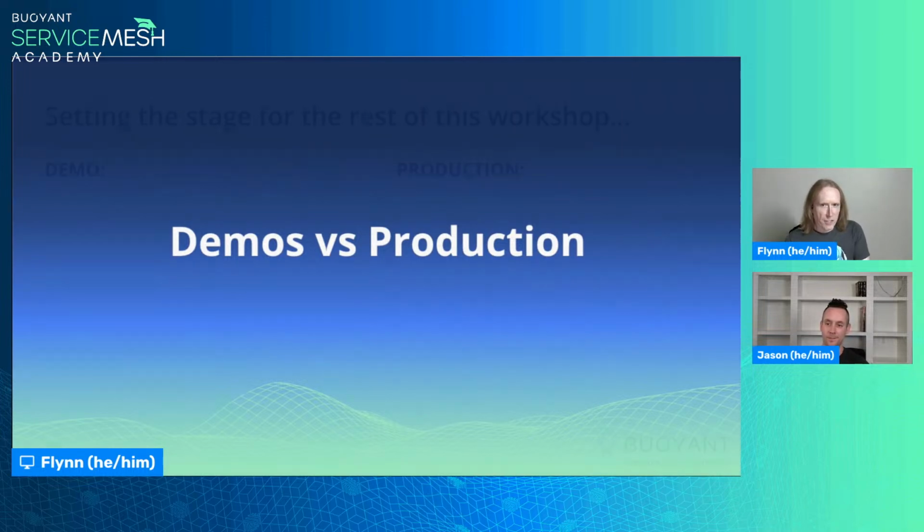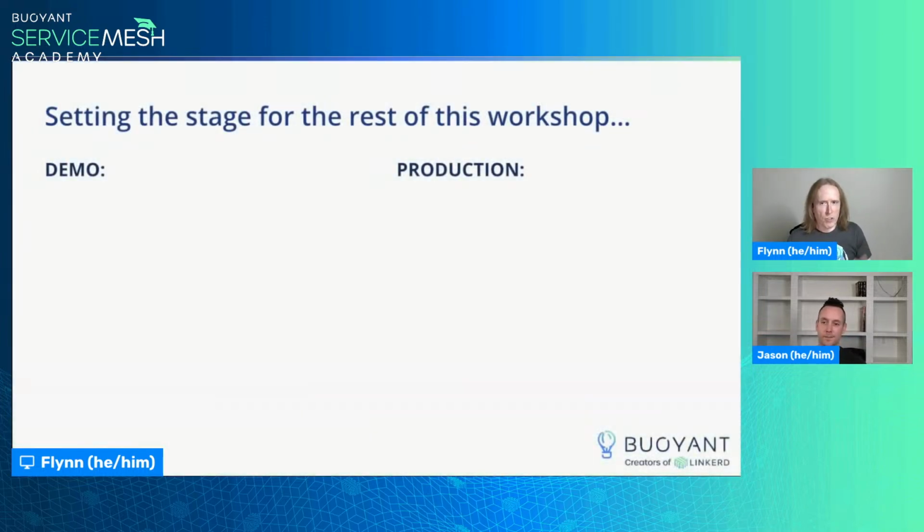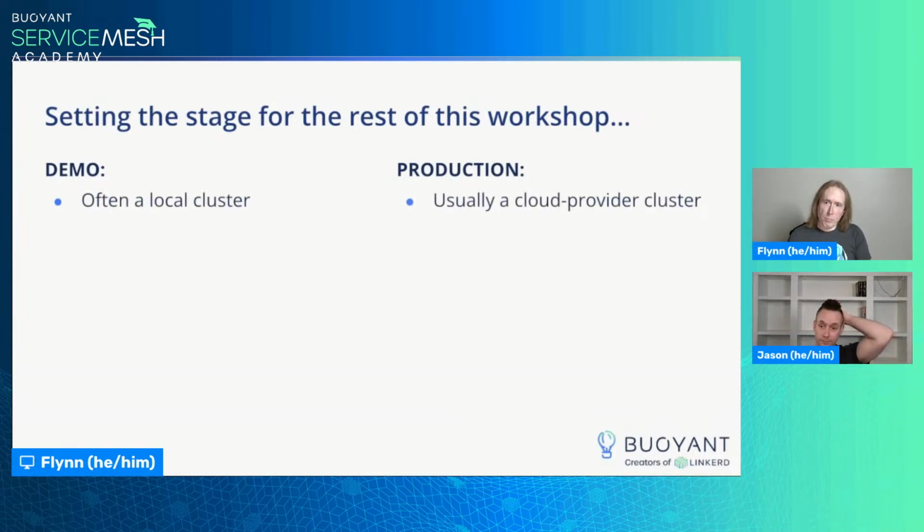Just to set the stage for the rest of this, when we're talking about demos versus production, demos typically will be run on a local cluster, possibly on your laptop. Random local k3d or kind is common for demos, really uncommon for production. People will often run production clusters in a cloud provider, but they'll pretty much always be running them someplace where they're globally reachable and globally routable.